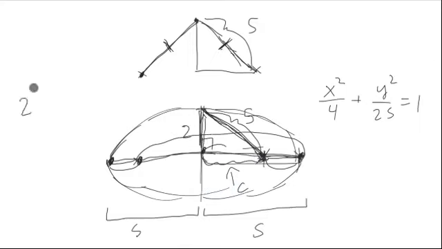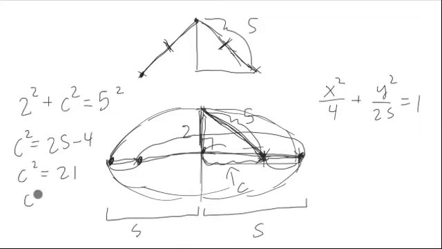So we have 2 squared plus c squared, which is this distance from the center to the focus, is equal to 5 squared. Then we can solve for c. So this side we have 25. We can subtract 4 from both sides since this is 4. So 25 minus 4 would be equal to c squared. This right here is 21. So c is equal to the square root of 21.